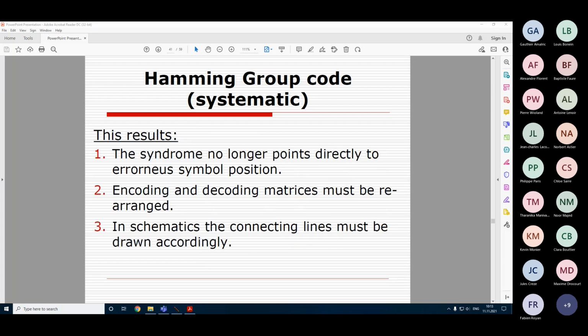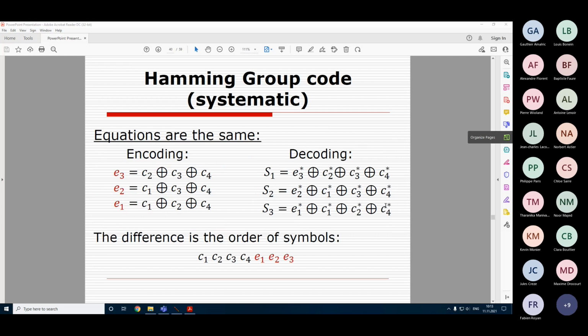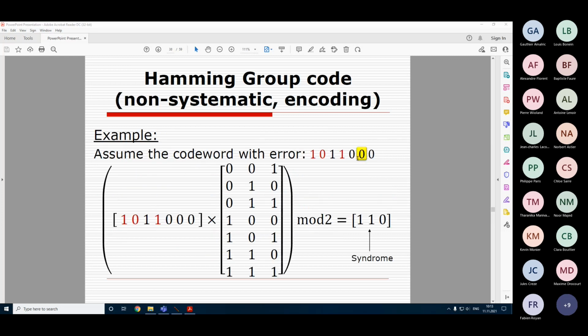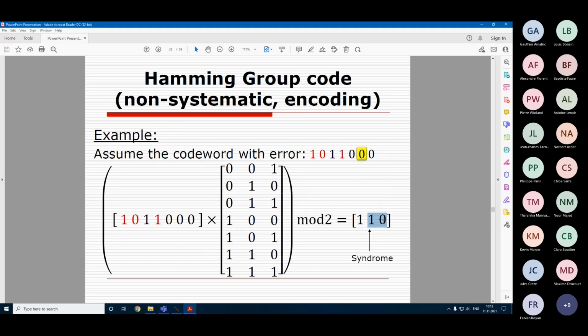However, this has some consequences. First of all, the syndrome will no longer point directly to the symbol position where we have errors, because previously here we had an error in the 6th symbol and the syndrome was exactly 6. This was as a result of this non-systematic approach.